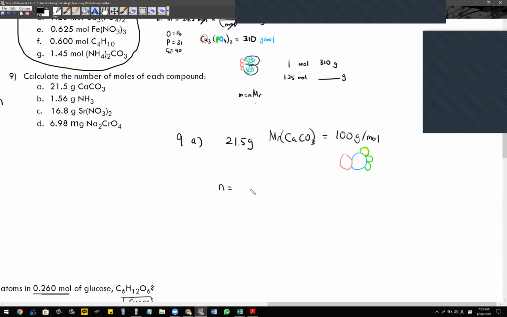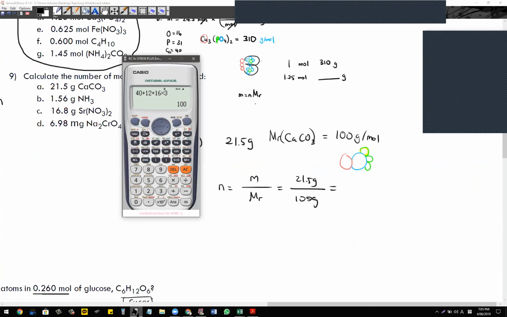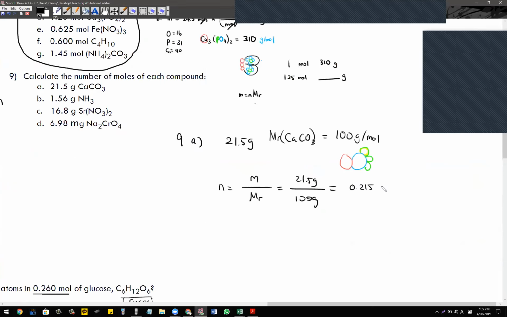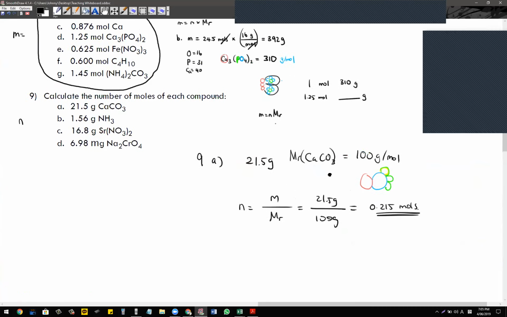So number of moles is equal to mass divided by molar mass. That's equal to 21.5 grams divided by 100 grams, which is 0.215 moles. Okay, so I hope that's clear.